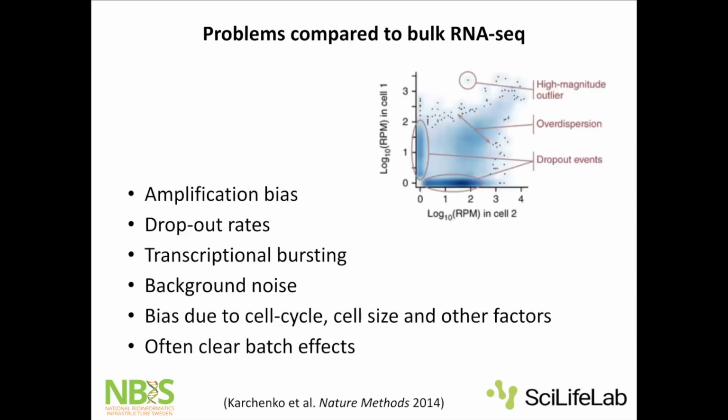So when we have single cell data, it is much trickier to work with than bulk RNA-seq. We have this amplification bias, dropout rates, stochastic gene expression. We often have a lot of background noise. We have a bias in cell cycle, cell size, and so on, and often clear batch effects. So the correlation of 2 cells from the same cell type might look something like this, not a straight line like it should be in bulk RNA-seq.